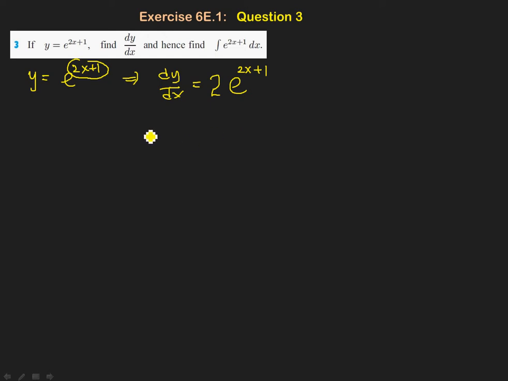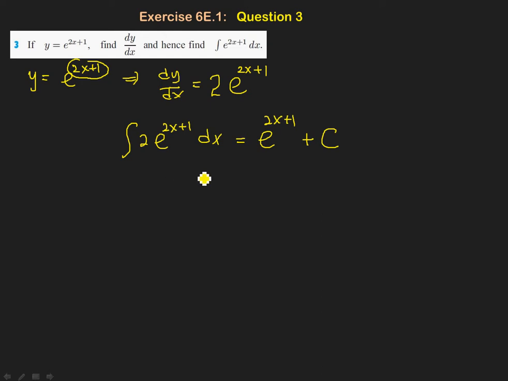Now, that means if you integrate this, and we know this is the antiderivative of 2e to the power of 2x plus 1. So if you integrate that, you get e to the 2x plus 1. And you probably recall from exercise 6D that you must always add a constant. We do not know what that is, it's fine, we just have to write plus c.